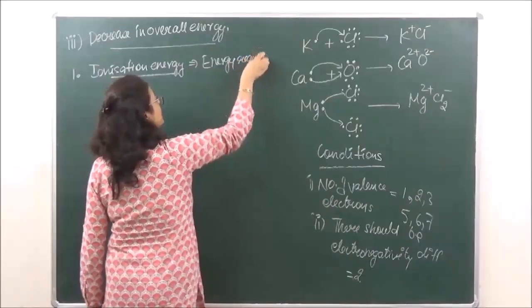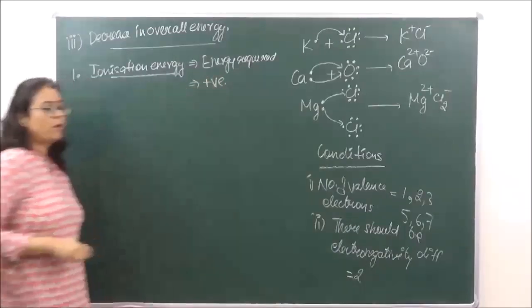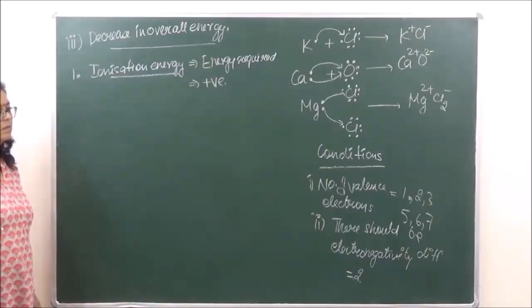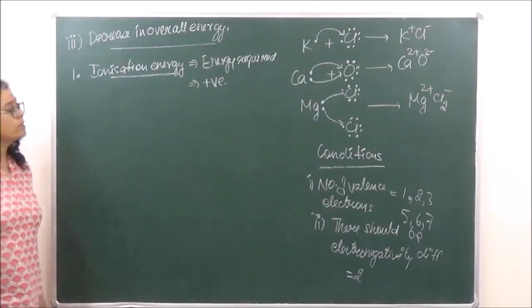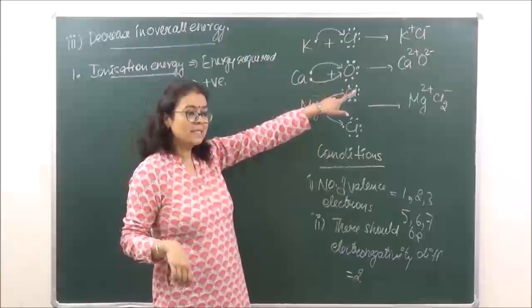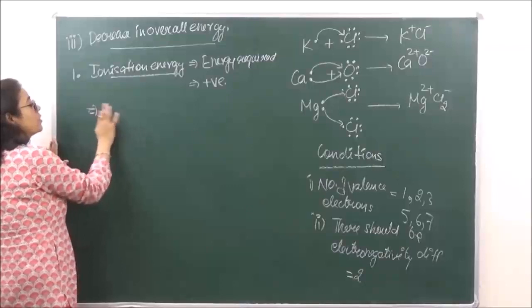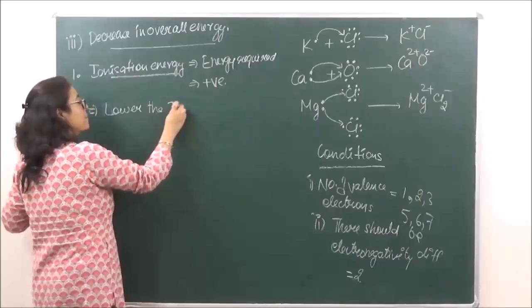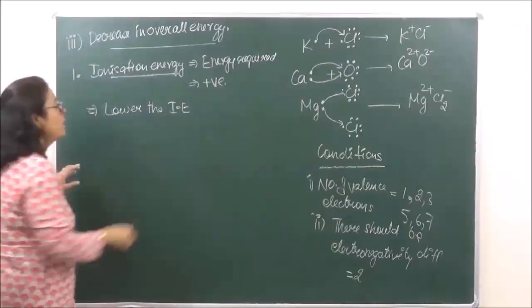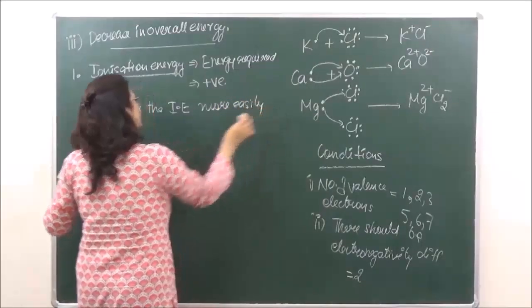Therefore we say that this energy should be positive. Okay, now because this energy is positive, and over here when the electrovalent bond is being formed, formation of cations is taking place over here, right? We say that lower the ionization energy, more easily the bond is formed.